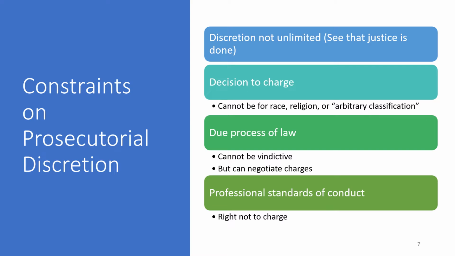charge at all. What are some constraints on prosecutorial discretion? Well, discretion is not unlimited. Prosecutors, again, are held to a higher standard. They have to see that justice is done. So when they decide to charge, it has to be because of the evidence of the crime, not because of the defendant's race, religion, or some other arbitrary classification. Okay, they have to be able to prove what they're charging. And there's also due process of law. Prosecutors cannot charge someone just to be vindictive. They can't do it for political reasons.